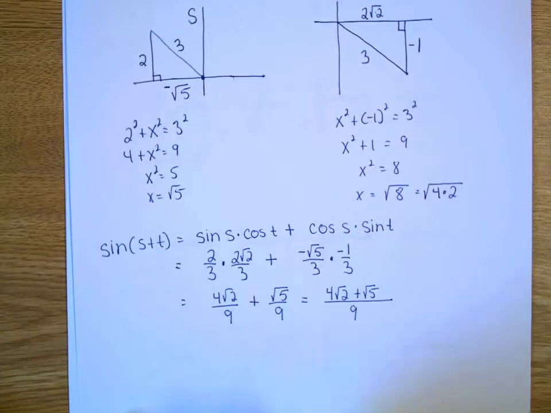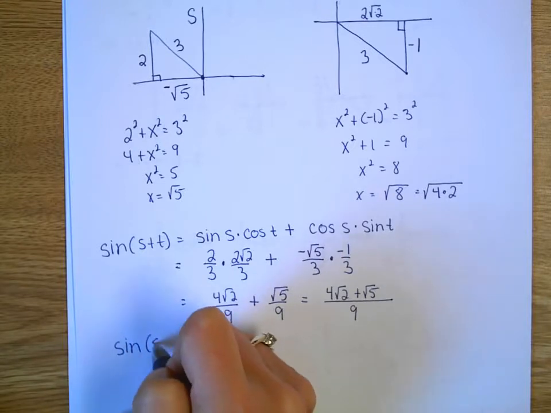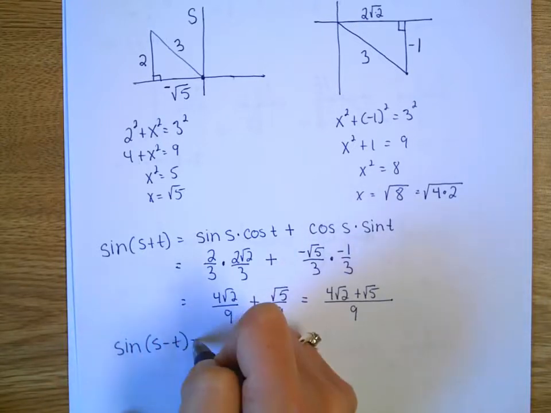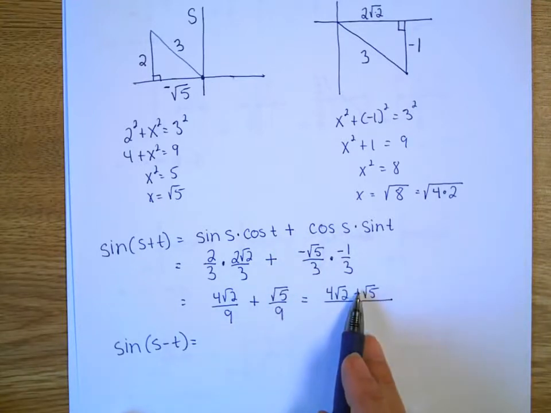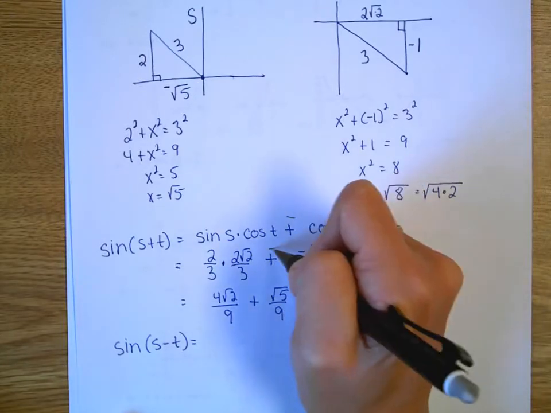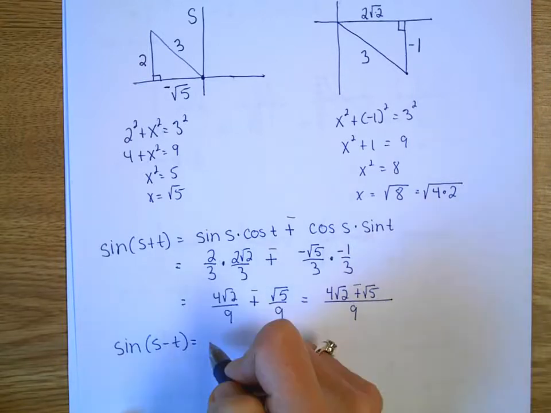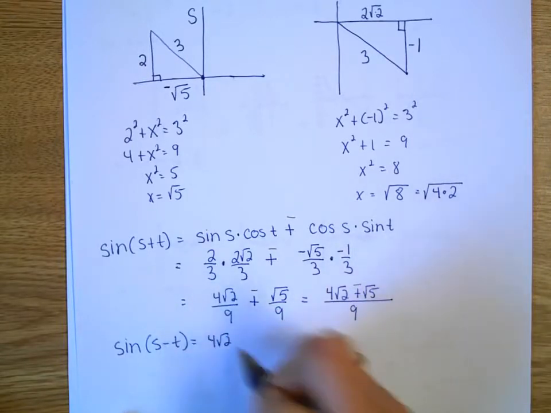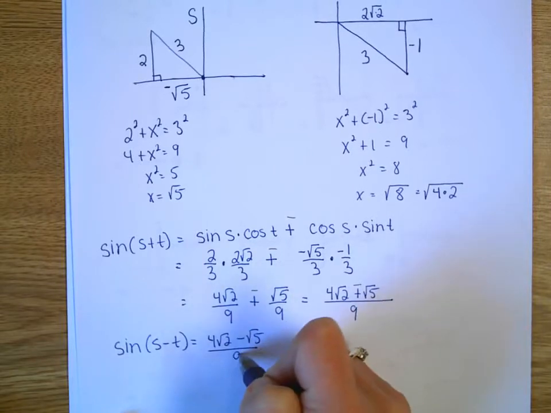Hey, that's not that bad. So then how hard is it to get the sine of s minus t? Just do a subtraction. All we're going to do is change the sign in the middle. So it'll be 4 square root of 2 minus square root of 5 over 9. Done.